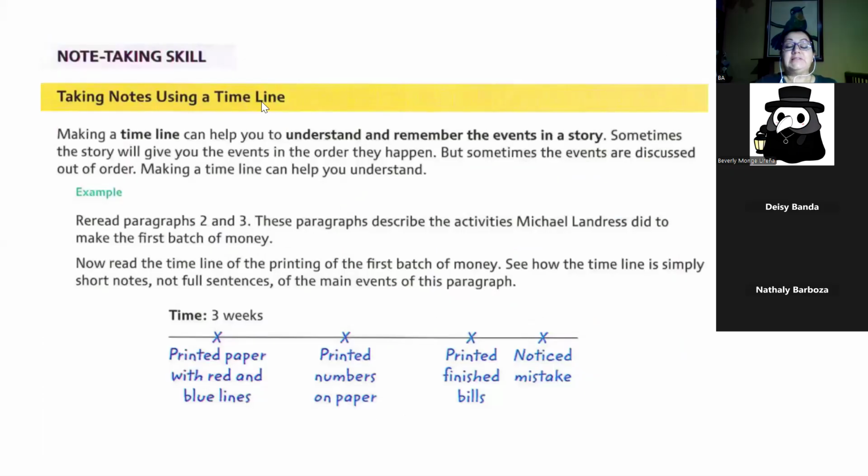Taking notes using a timeline. Now we're going to see the other strategy, the strategy of following a timeline. Making a timeline can help you to understand and remember the events in a story. Sometimes the story will give you the events in the order they happen, but sometimes the events are discussed out of order. Making a timeline can help you understand.